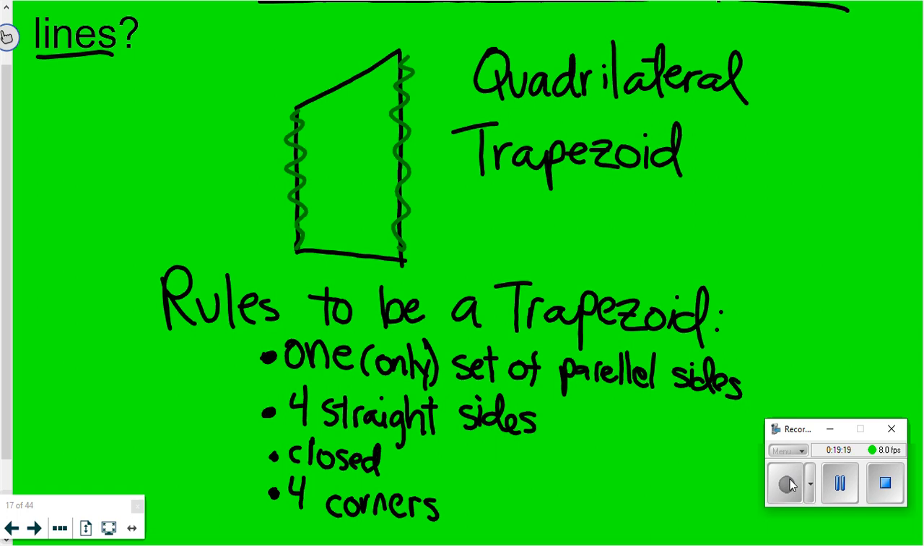All right, this is tricky, and I want you to think about it. Don't blurt your answer out loud. Can I call any trapezoid a quadrilateral? Can I call any trapezoid a quadrilateral? Talk to your table group.